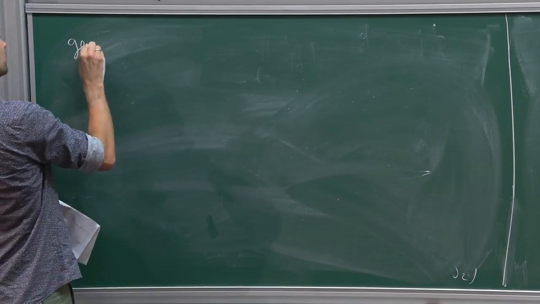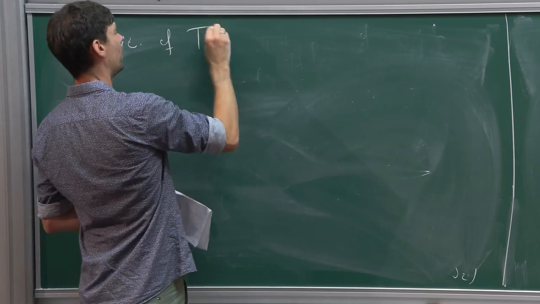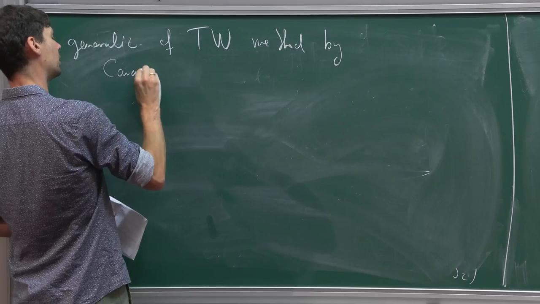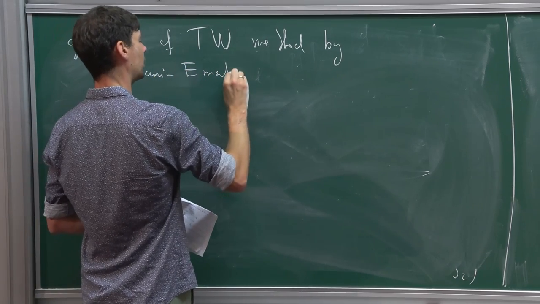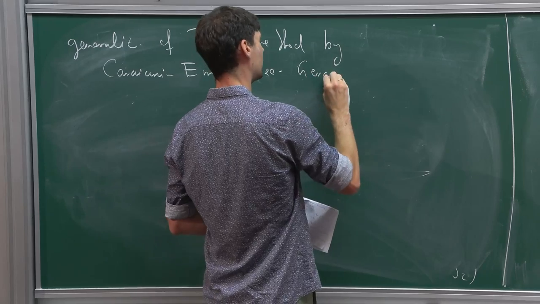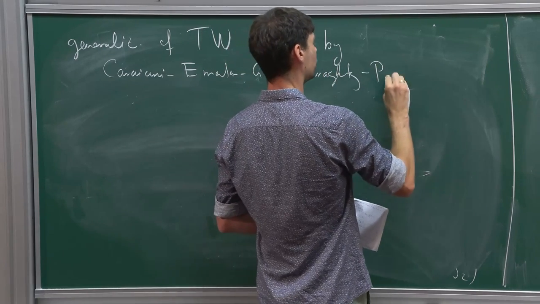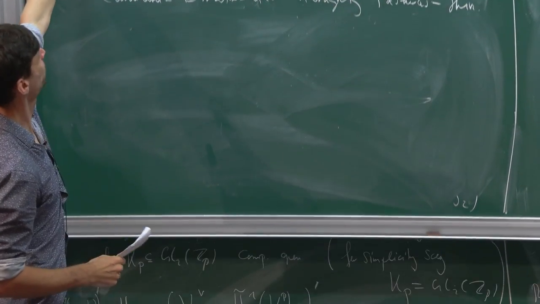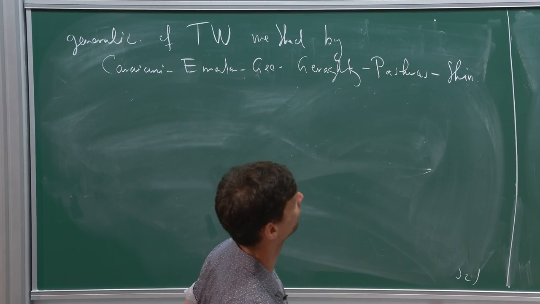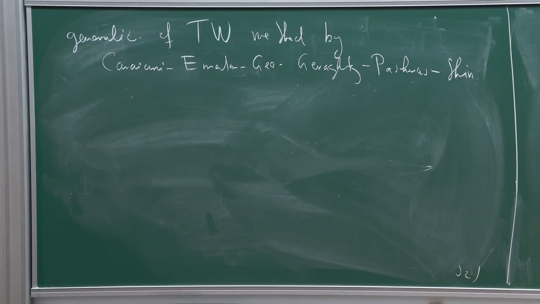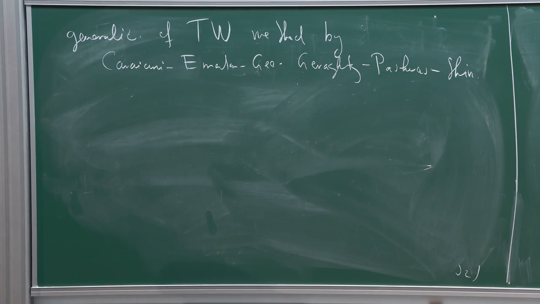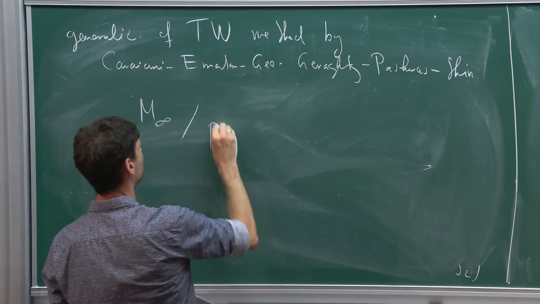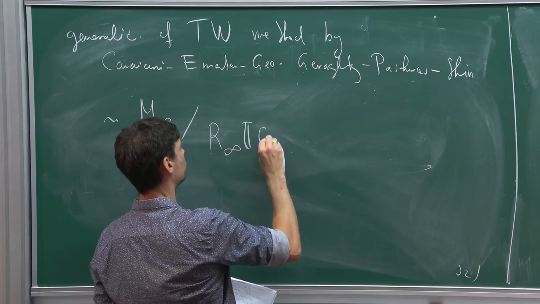So there's the following generalization of the Taylor-Wiles method by Caraiani, Emerton, Gee, Geraghty, Paškūnas, and Shin, which tells you that you can not only patch cohomology or homology of modular curves, so you can not only do this at finite level, but you can also patch or do the Taylor-Wiles method with completed cohomology instead.